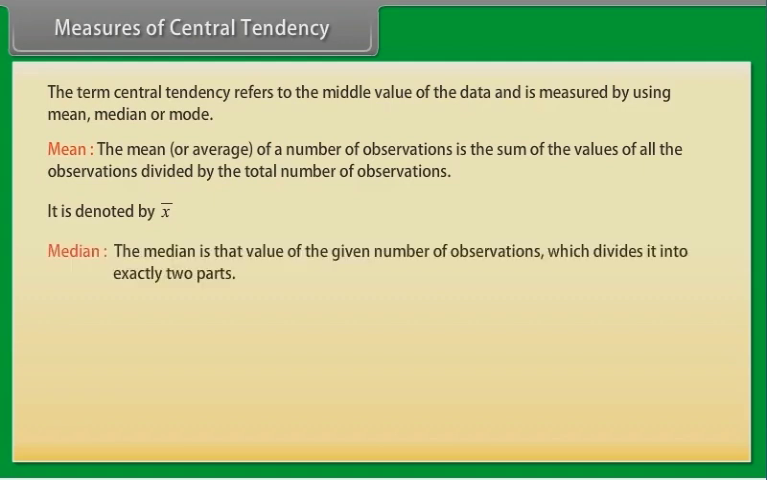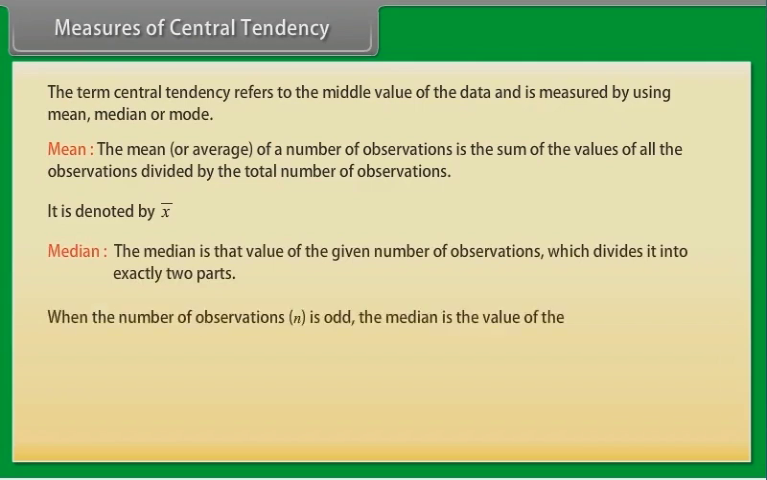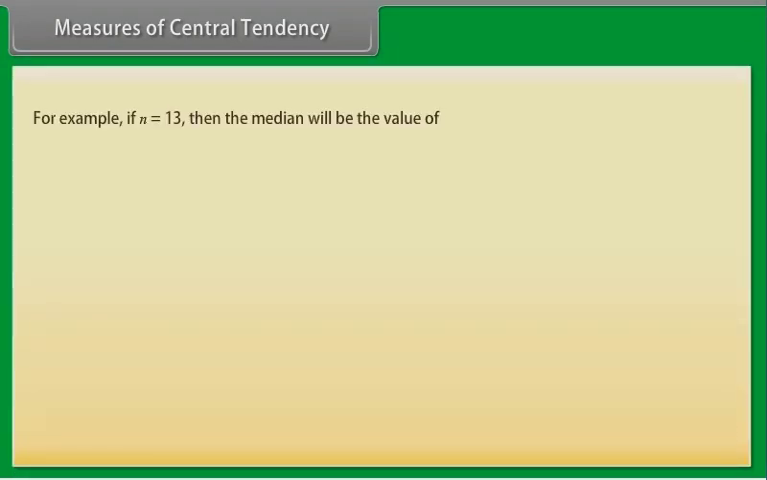Median. The median is that value of the given number of observations which divides it into exactly two parts. When the number of observations, that is n, is odd, the median is the value of the (n plus 1) whole upon 2th observation. For example, if n is equal to 13, then the median will be the value of the (13 plus 1) whole upon 2th, that is 7th observation.